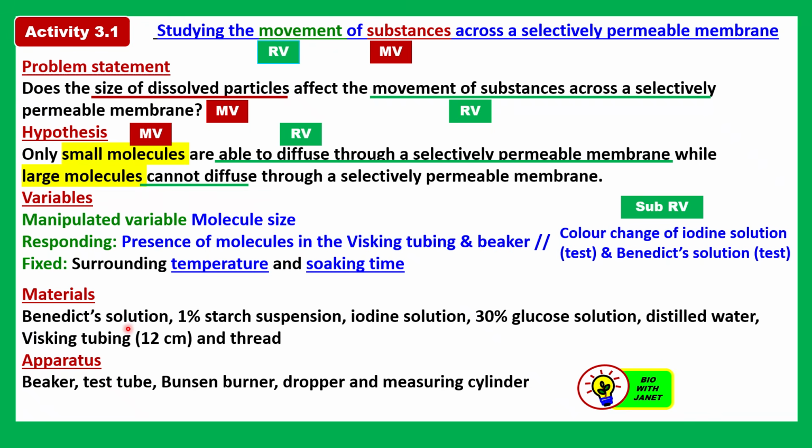Now, materials: Benedict's solution, 1% starch suspension, iodine solution, 30% glucose solution, distilled water, Visking tubing 12 cm in length and thread, and you have a beaker, test tube, Bunsen burner, dropper, and measuring cylinder.